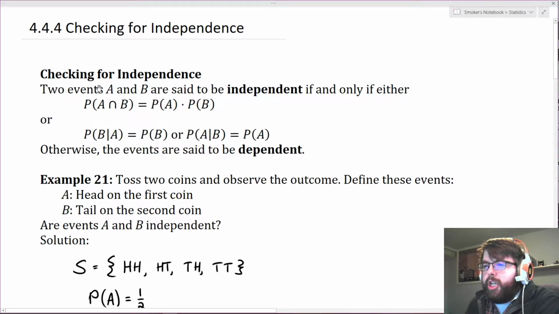Okay, so the way you can check for independence is if the probability of the intersection of A and B is equal to the probability of A times the probability of B. So, for instance, if you're flipping two coins and you want heads on the first coin and heads on the second coin, the probability of both of those occurring is 1/2 times 1/2, so it would be 1/4.